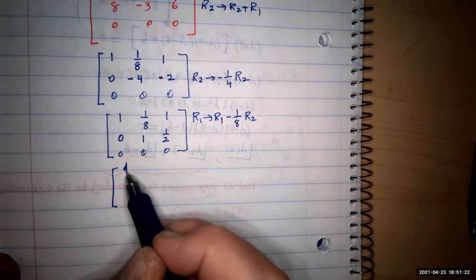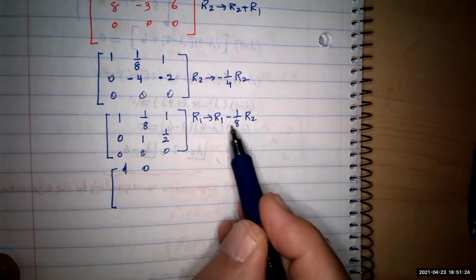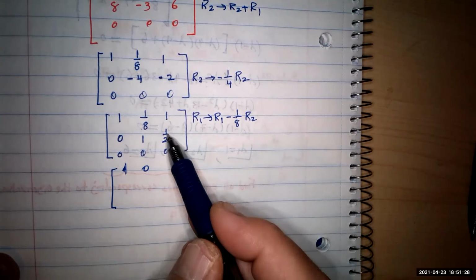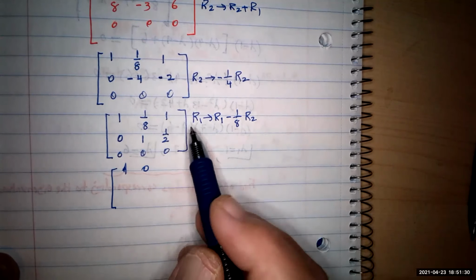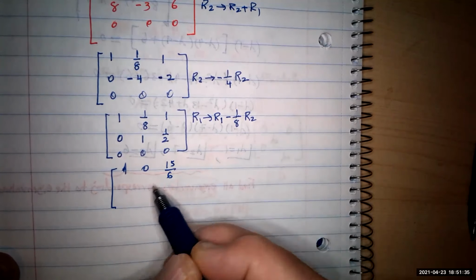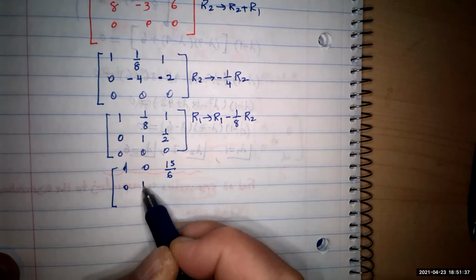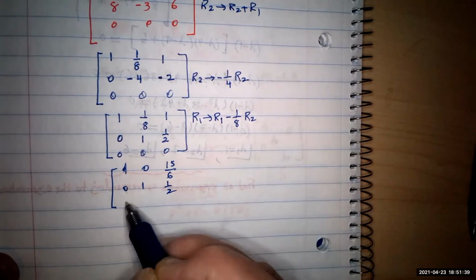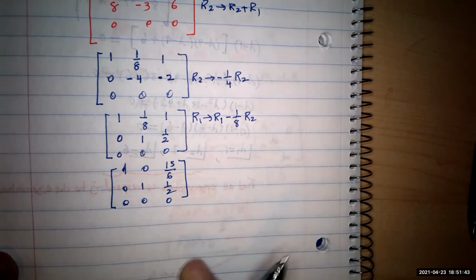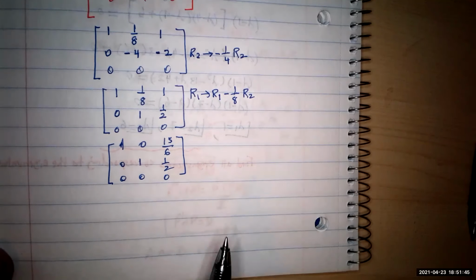Okay, this is going to be 1. Now we get the 0 here. Negative 1 over 8, make this one into the 16. And this is going to be 15. We get a 15 over 16, and 0, 1, 1 half, and the 0, 0, 0. Okay, so that gives you the row echelon form that we're going to be interested in.